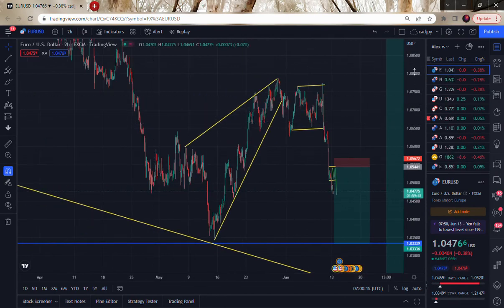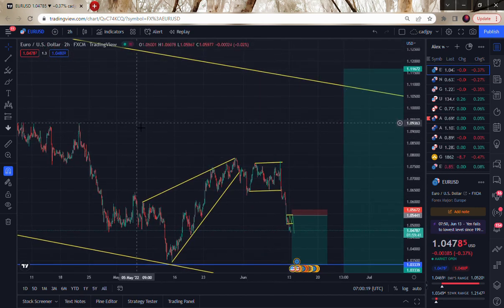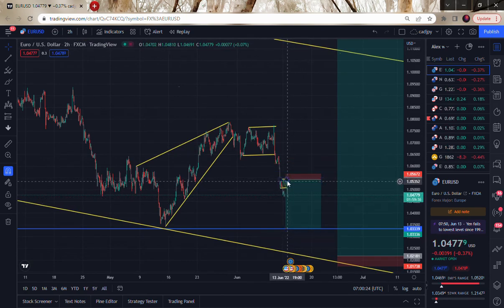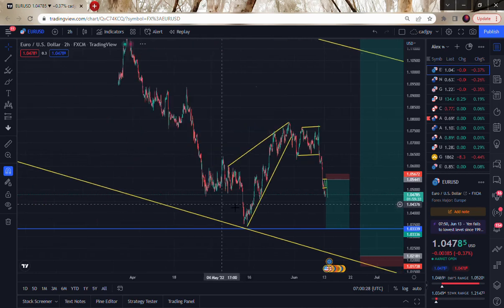Without wasting any time, let's get to it. Let's look at a few pairs. I'll be looking at a few pairs for this week. Okay, so already Euro-USD is playing out. As you can see, this was the first for this week, and then obviously I'm anticipating a big one.